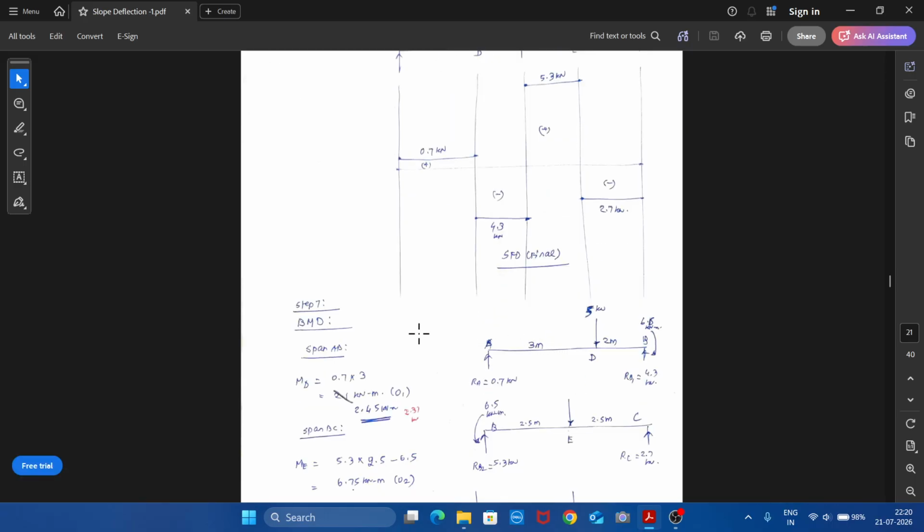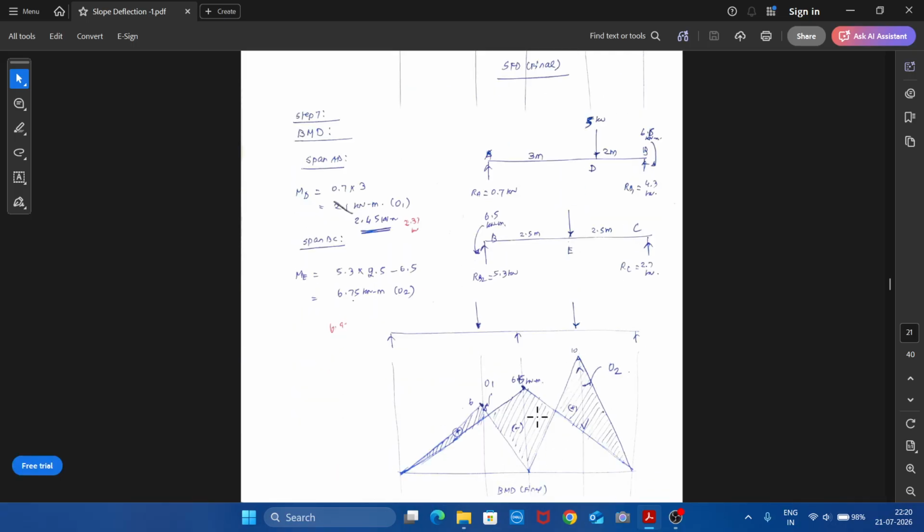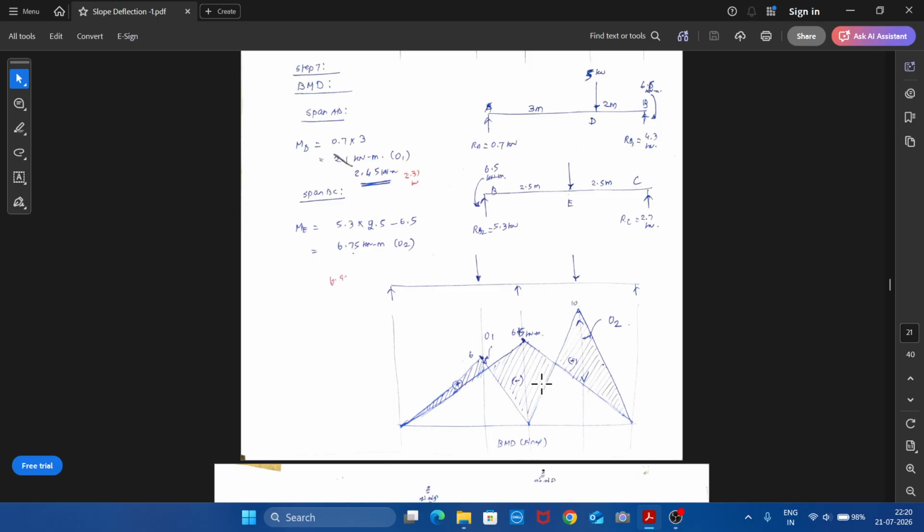Similarly, to draw the bending moment also, these reactions will be helpful. So first we should draw this diagram. I'll tell you how to draw the diagram. Say the end moment at A is 0. Similarly the end moment at C is 0. Here we have 6.15. So left side you have clockwise moment and right side you have anti-clockwise moment, minus 6.15.